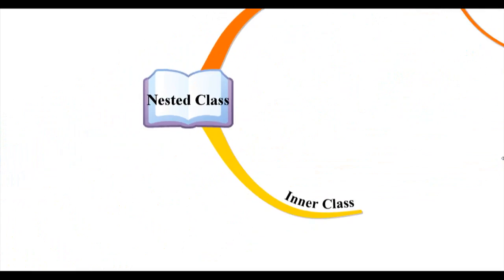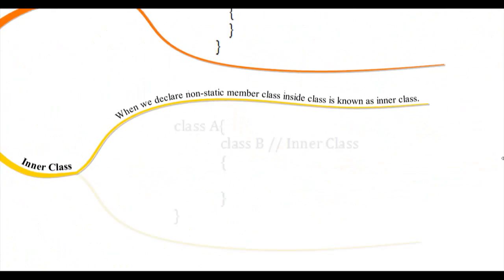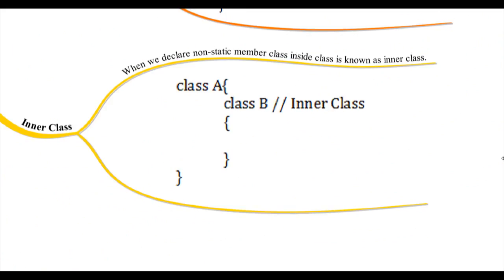The second variety of the nested class is the inner class. Whenever we declare a non-static member class, it is known as an inner class. For example, I have declared class A and class B, but class B is declared inside class A non-statically, that's why it is known as an inner class.